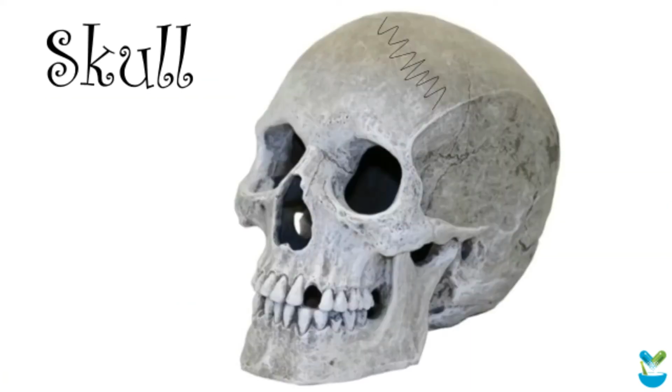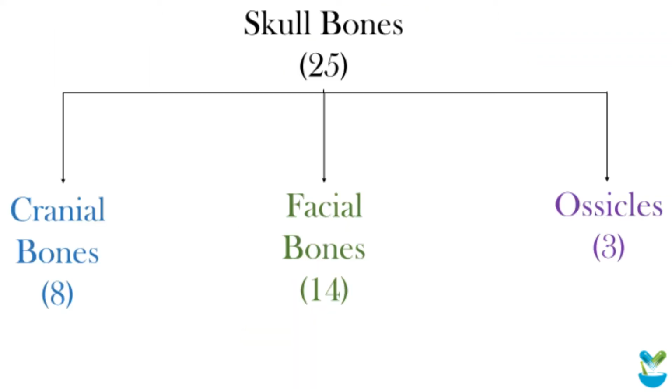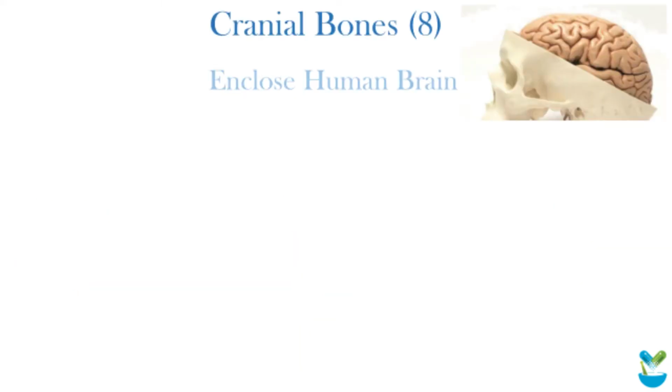This human skull, which looks a little horrifying, is not one structure. It is composed of different types of bones, which are altogether 25 in number. Out of 25, 8 are cranial bones or cranium, 14 are facial bones, and 3 ossicles.